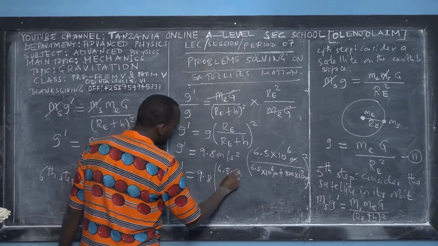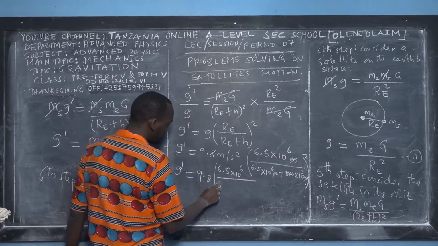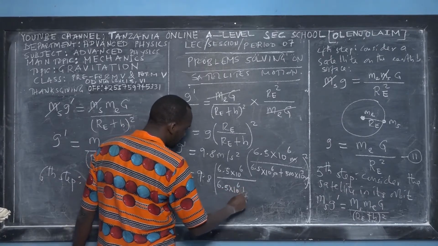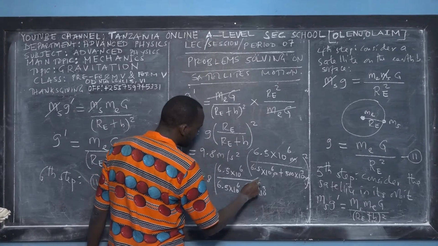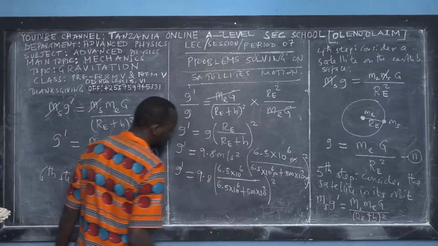5 exponent 6 divided by what? 6.5 exponent 6 plus what? 500 exponent 3. Okay? And this one is square.